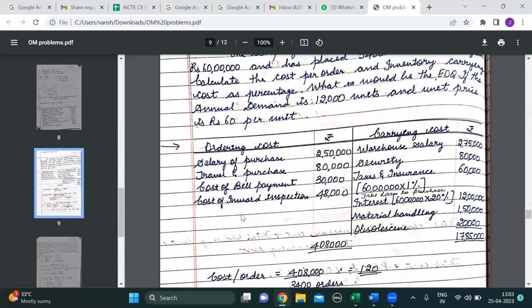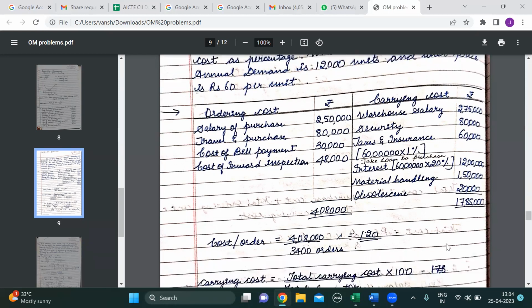So if you see here, four things I told you are ordering cost: salary for purchase, travel and purchase, cost of bill, and cost of inspection. All the four I have added, I've got the total ordering cost. Whereas the rest of the things were related to carrying cost. Taxes and insurance was 1% of total goods ordered, rupees 60 lakh. So 60,000. Interest on that 60 lakh that we placed an order, 20% interest. We might have taken a loan of 60 lakhs, so we are paying 20% interest on that. Once you total, you will get the total ordering and the total carrying cost.